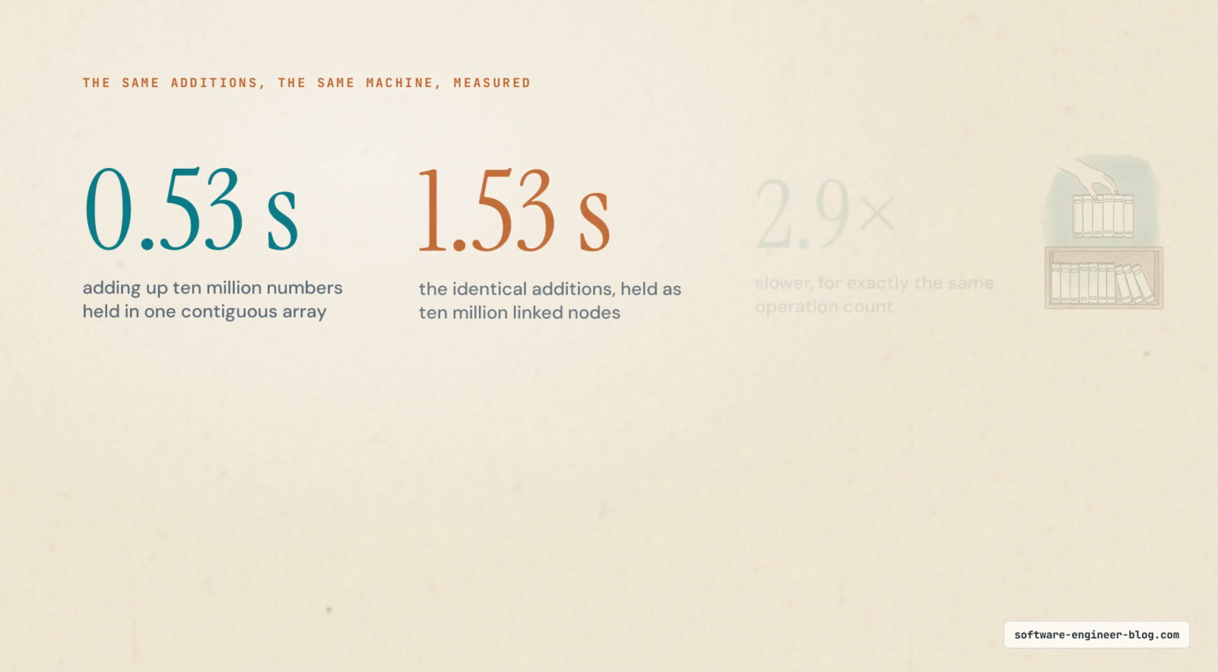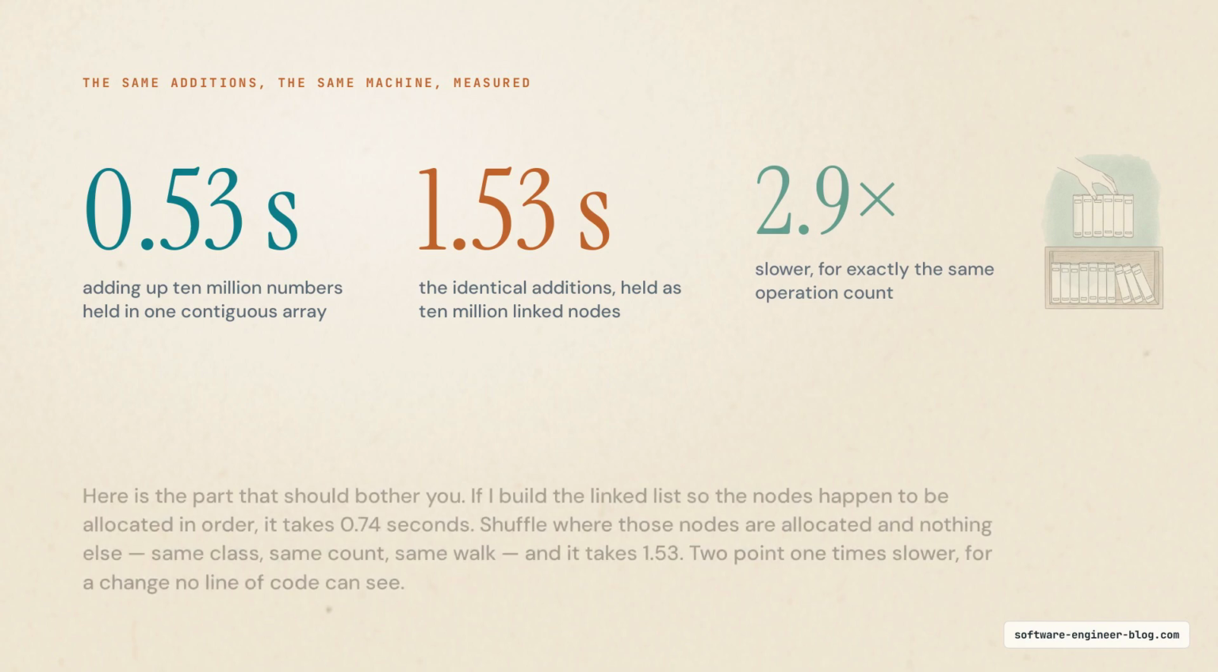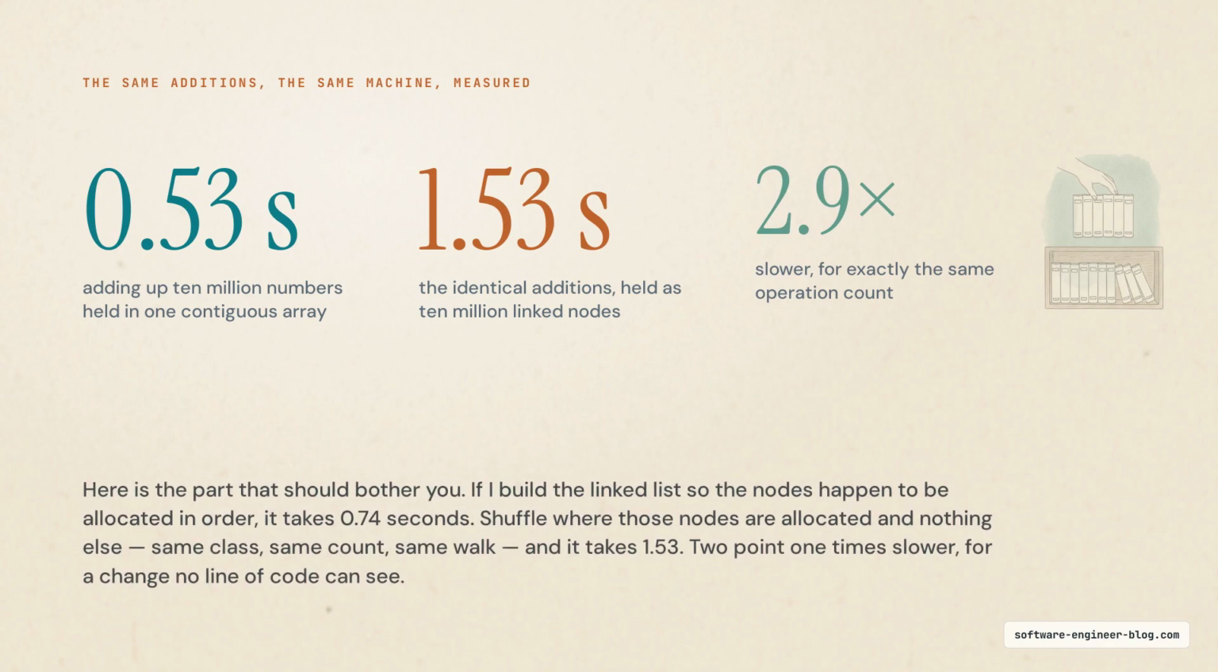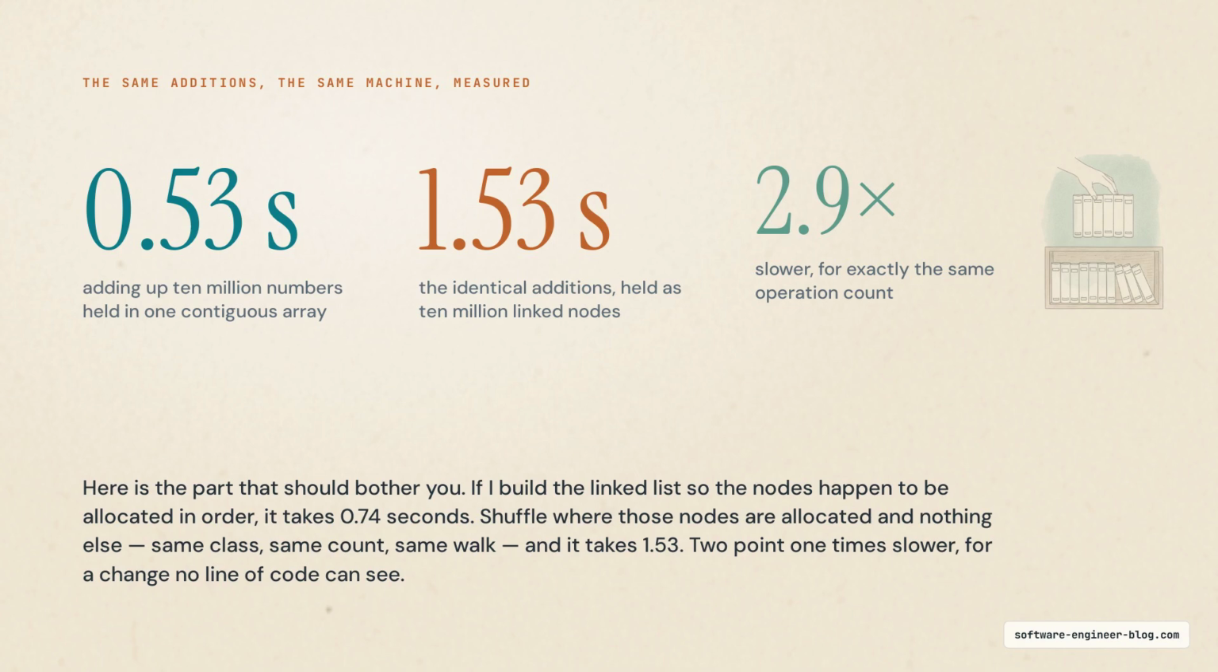But here is the part that should really bother you. If I build the linked list so that the nodes happen to be allocated in order, it takes 0.74 seconds. Now I shuffle only where those nodes are allocated. Same class, same node count, the same walk. Nothing in the code changes at all, and it takes 1.53 seconds. 2.1 times slower for a change that no line of code can see.